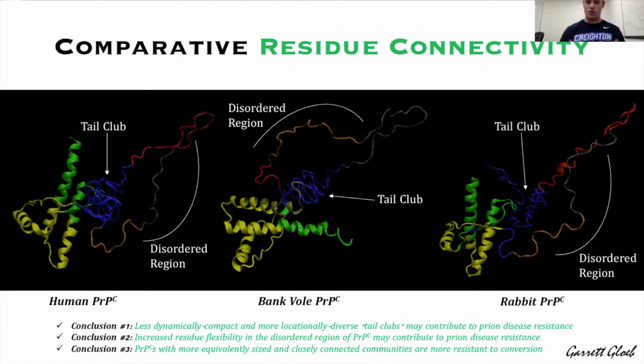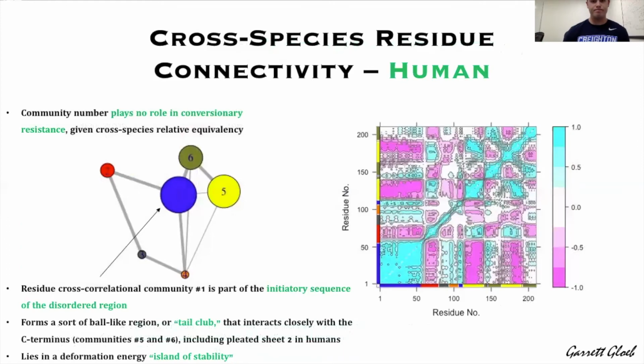We also found that increased residue flexibility in that disordered region may actually contribute to prion disease resistance, and PrPCs with more equivalently sized and closely connected communities, or sections of residues that most closely interact with each other, are more resistant to conversion. In human, we can see that in the cross-correlational community number 1, the initiatory sequence right at the beginning of the N-terminus is where the tail club region lies.